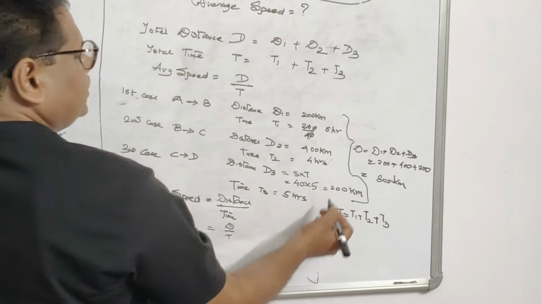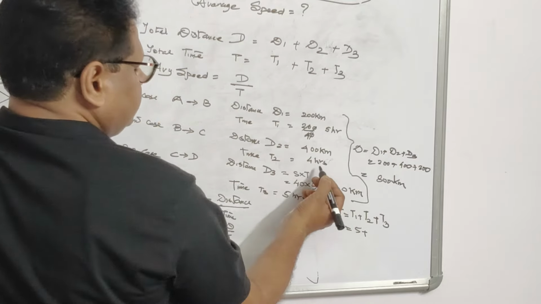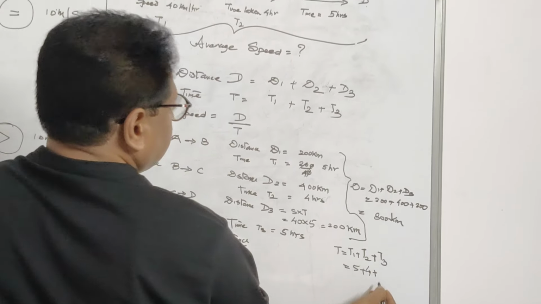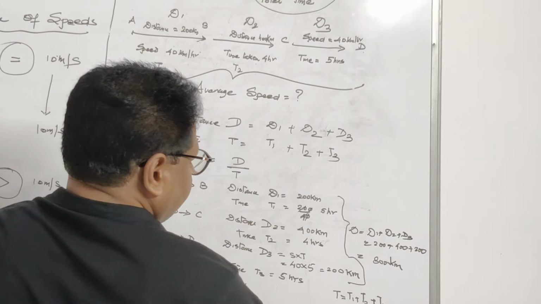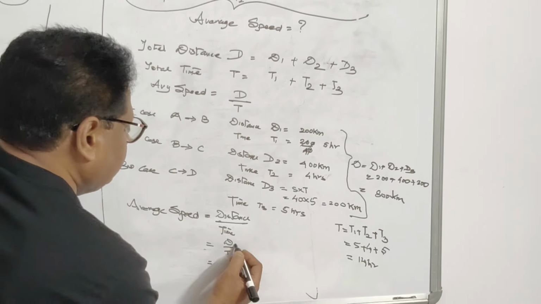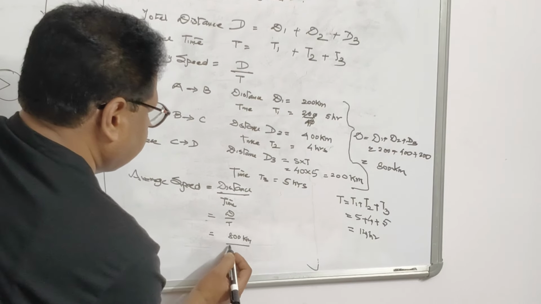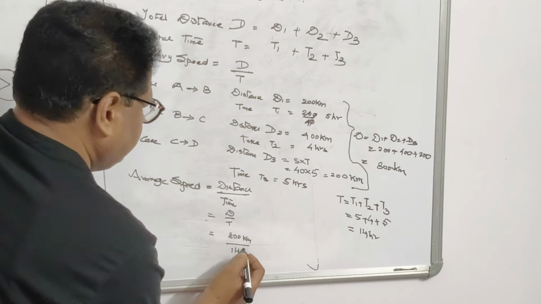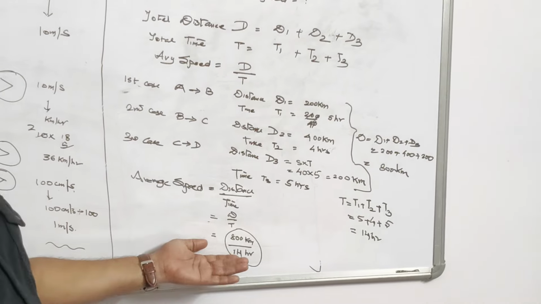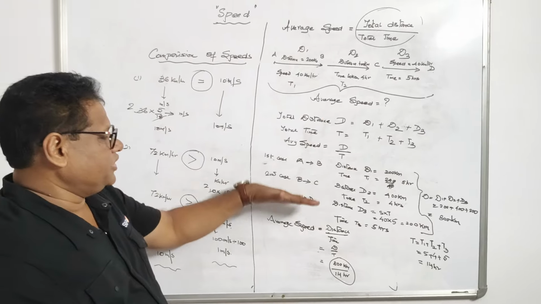For the first, the time taken was 5 hours. For the second, the time taken is 4 hours. And for the third part, the time taken is 5 hours. So it's coming 14 hours. So now the total distance is 800 kilometers divided by 14 hours. So this is how you have to express it. You can change it into kilometer per hour as a fraction also. So this is about the average speed.